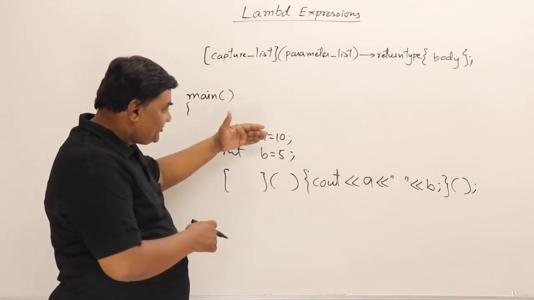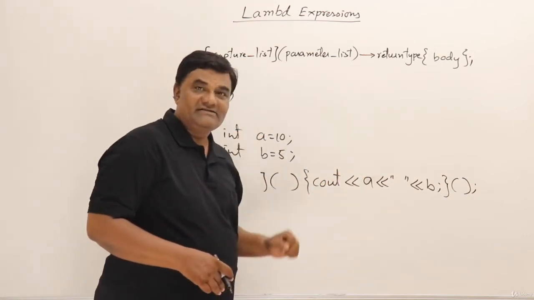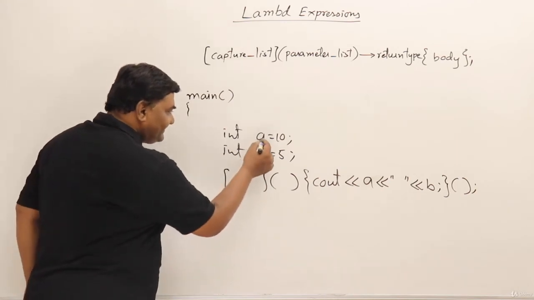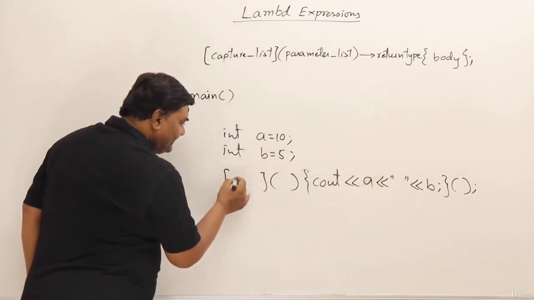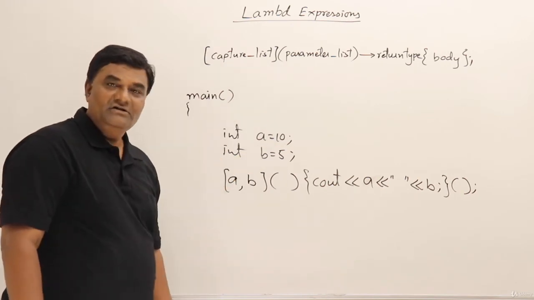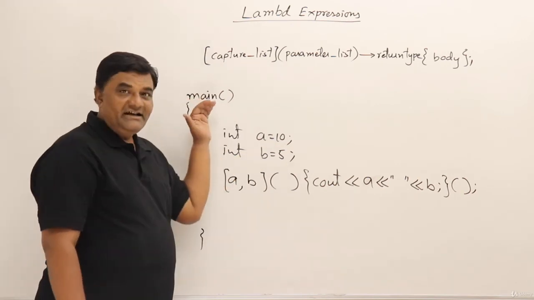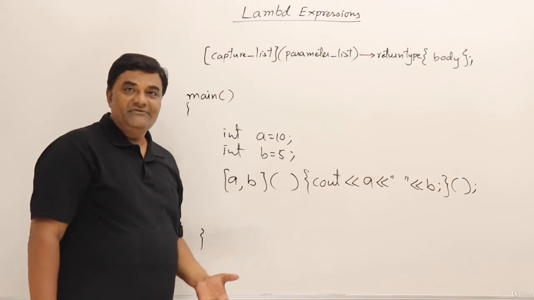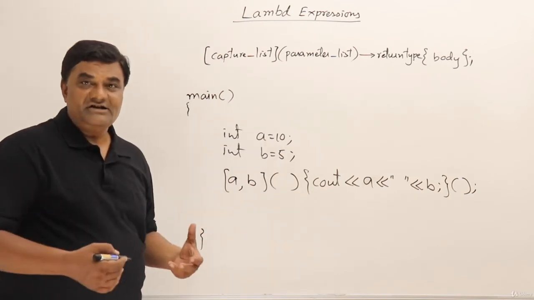We have to capture these variables. They are not accessible. So how to prepare capture list? A and b should be accessible here. So let us say a and b. Now they are accessible. Now they will be displayed. See, inside the main function, we are defining an unnamed function, so it is more like a nested function.